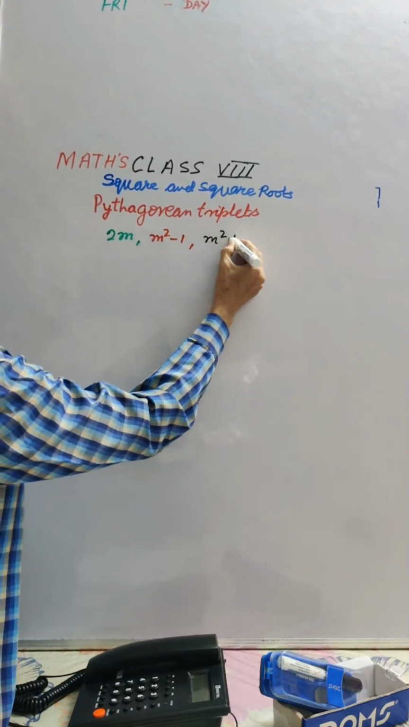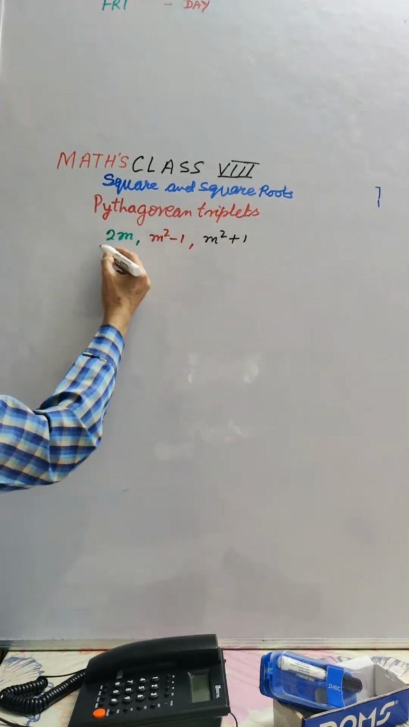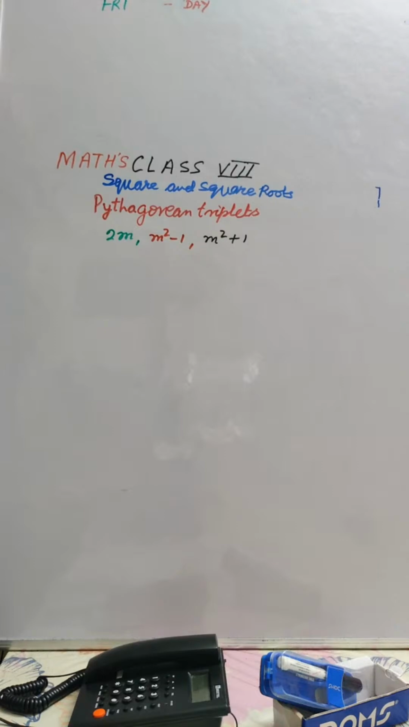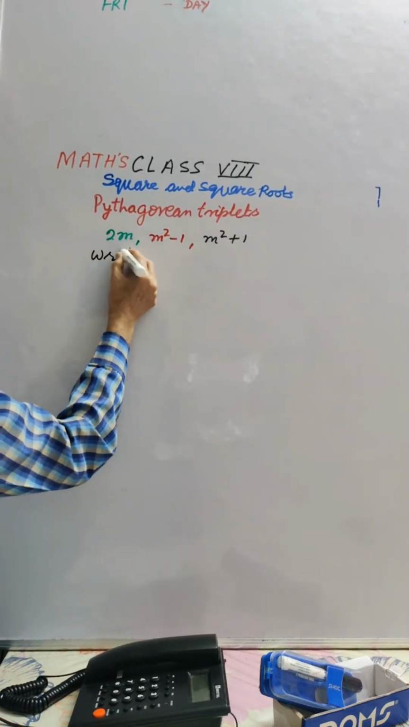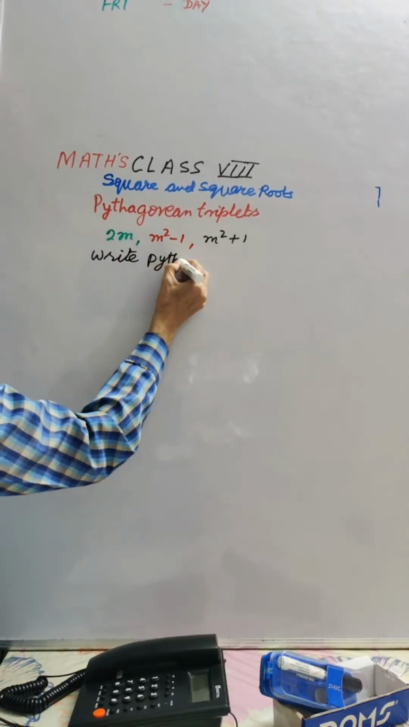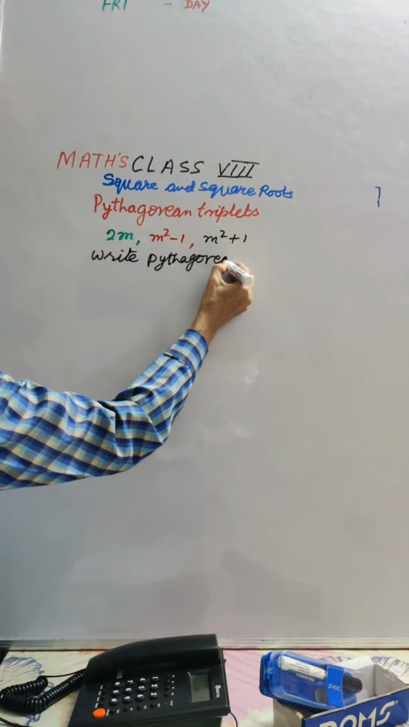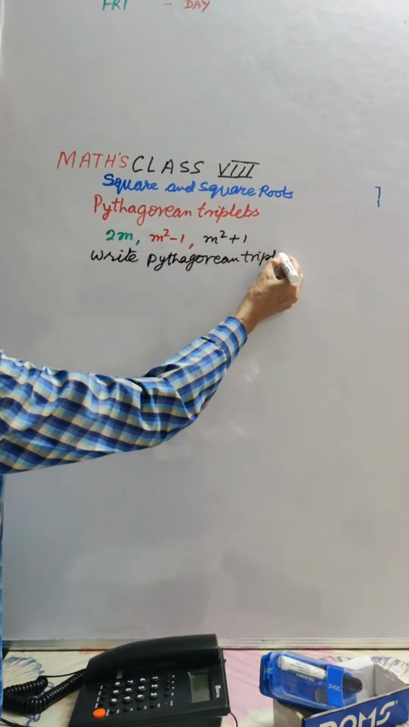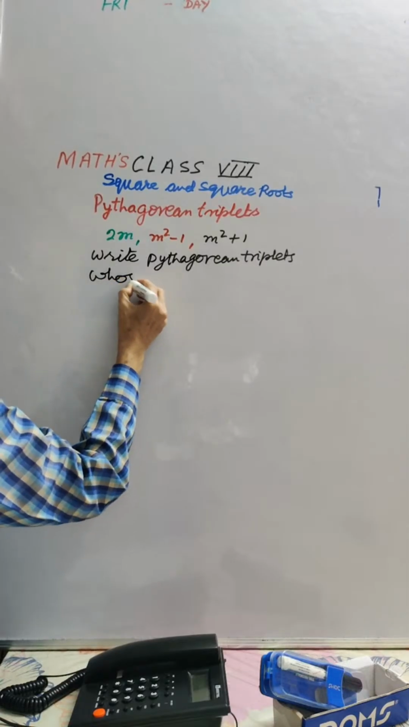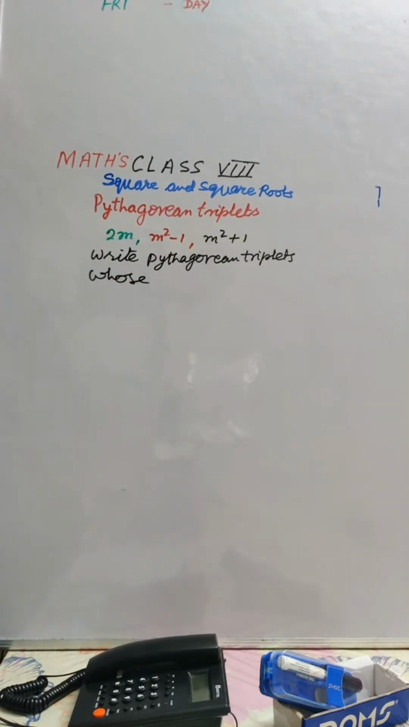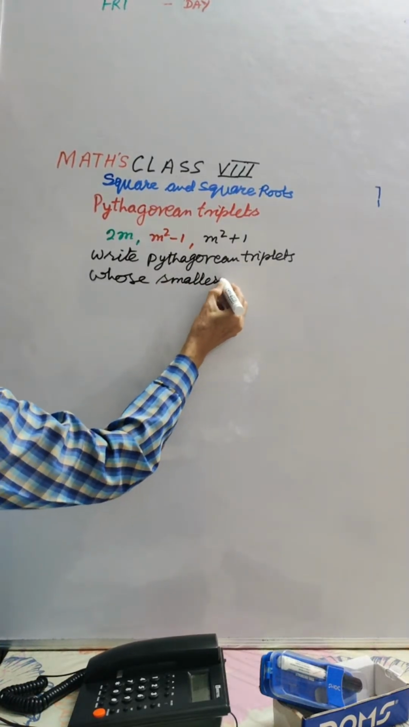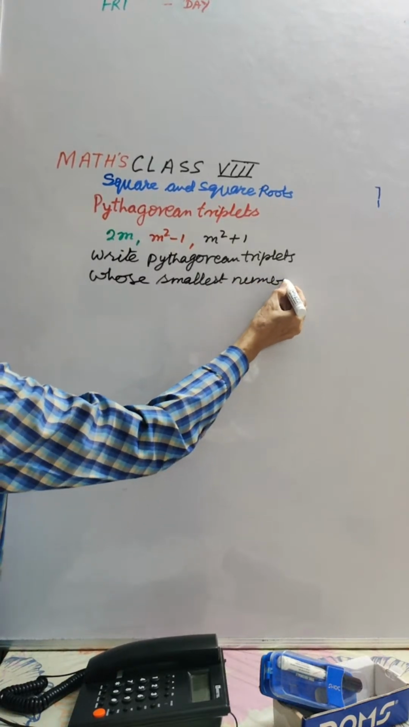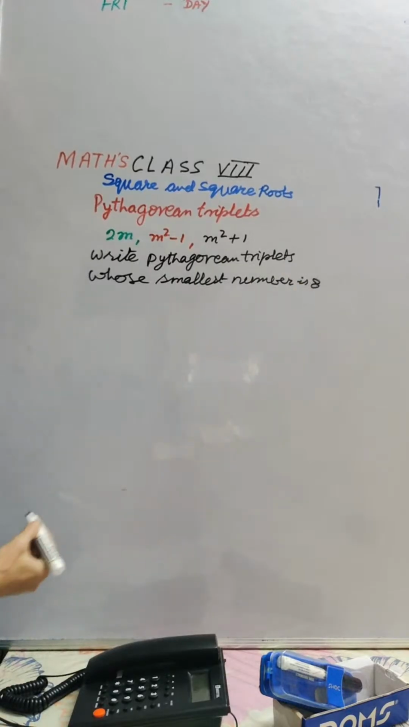M square plus 1. This way there are 3 Pythagorean triplets. Now we have to write the Pythagorean triplets whose smaller number is 8. Question is: write Pythagorean triplets whose smallest number is 8. So what we shall do?